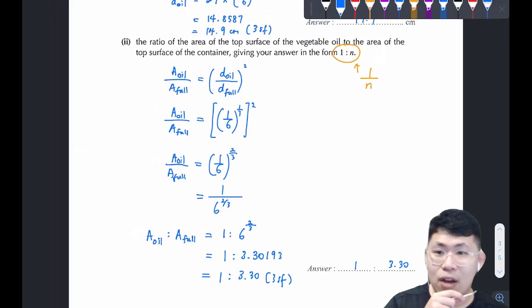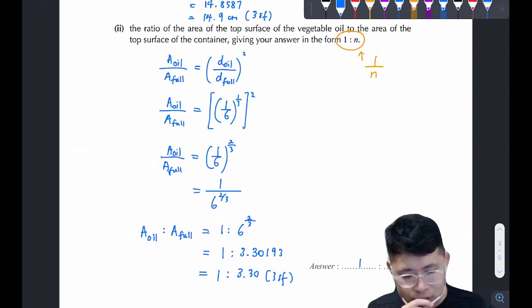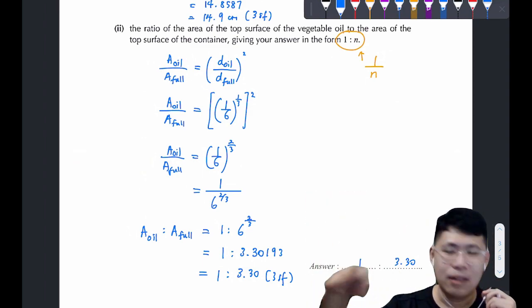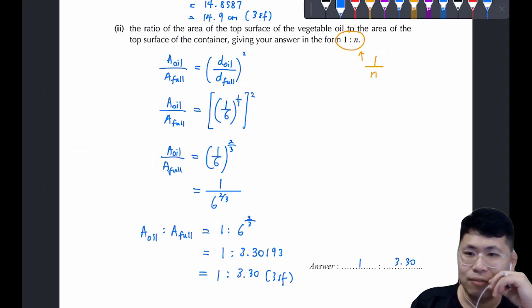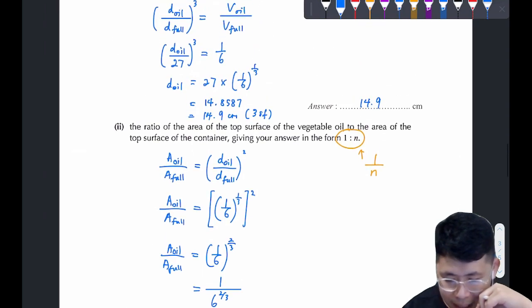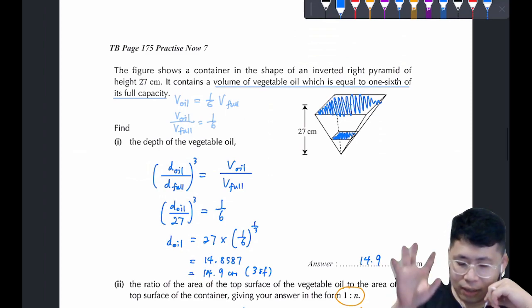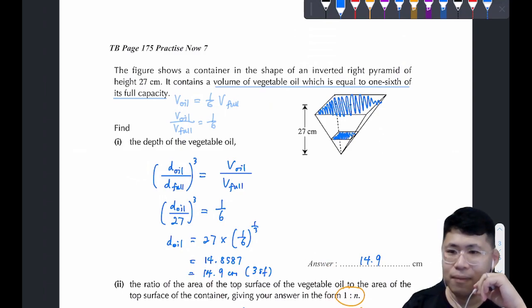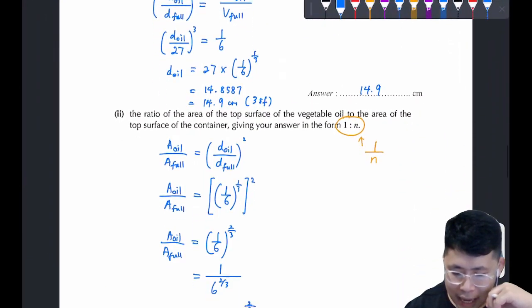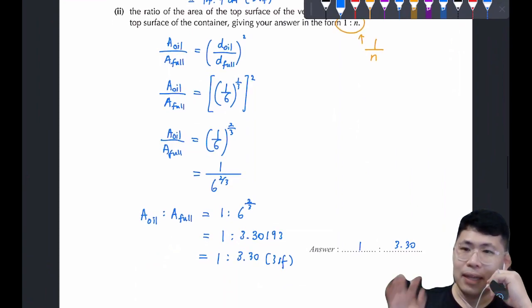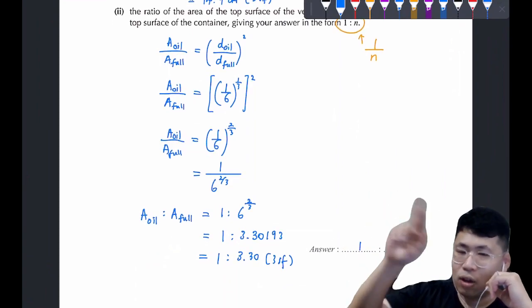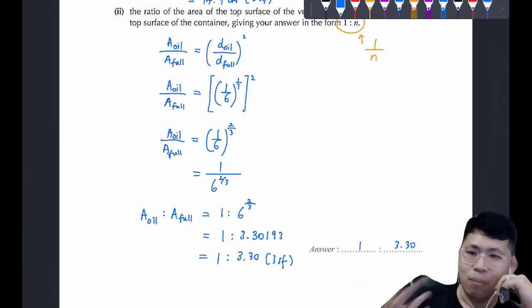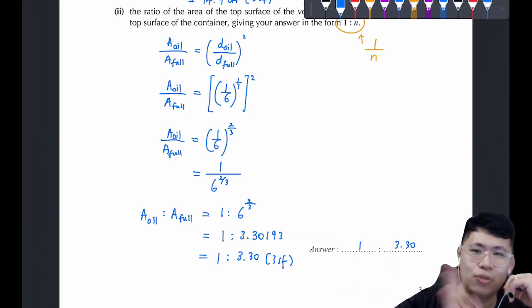Okay, so this is how I will form my answer. Giving my answer in the form of 1 to n, I need the 1 on top and the random number below. Okay, so this is how I do my final answer. Now, one more time, what did I do earlier? For the depth of the vegetable oil, I take the volume ratio and I find the length. In part 2, in order to be accurate, I didn't use the 14.9, but instead I used 1 over 6 to the power of 1/3, or 1 over the cube root of 6, and then I square. The reason is it will give me a more accurate answer as compared to using the previous part.